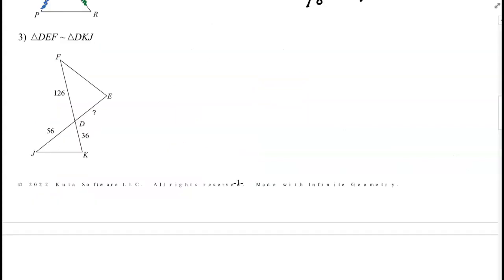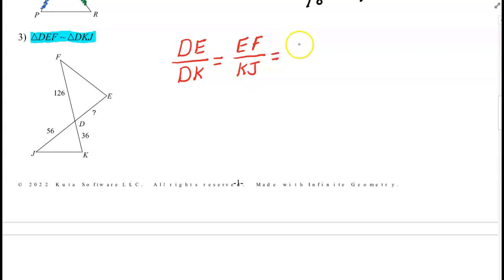So let's try another example, example 3. If you want to pause the screen and try it yourself, you can. So I have triangle DEF is similar to triangle DKJ. Step 1 is I'm going to write the proportions. DE over DK, first 2 letters over the first 2 letters, is equal to EF over KJ, second 2 letters over second 2 letters, which equals DF over DJ. And now I'm going to look at the diagram.